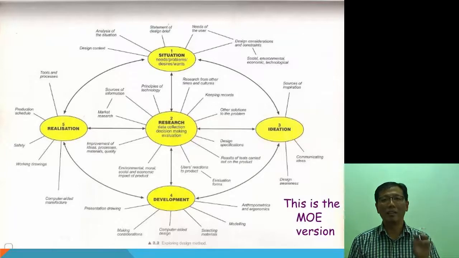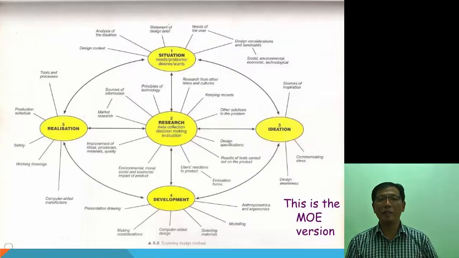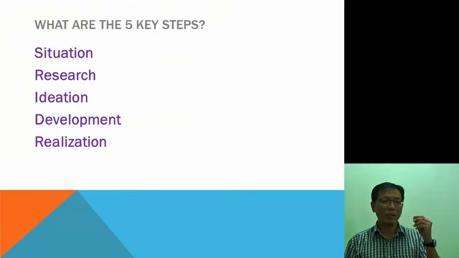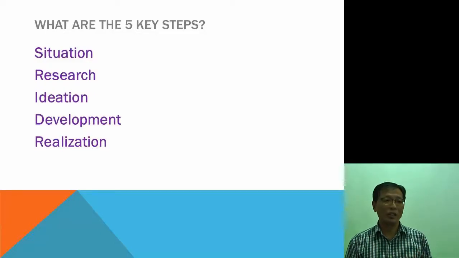Okay, so design technology isn't that difficult. There is a process that we follow. Alright, obviously there is the inspiration part and there's a creativity part that we're going to talk about, and we will guide you through this design process in order for you to have a good outcome. Okay, so what are the 5 key steps? Number 1, situation. 2, research. 3, ideation. 4, development. And 5, realization. So these are the 5 key steps that will ensure success in your D&T project.